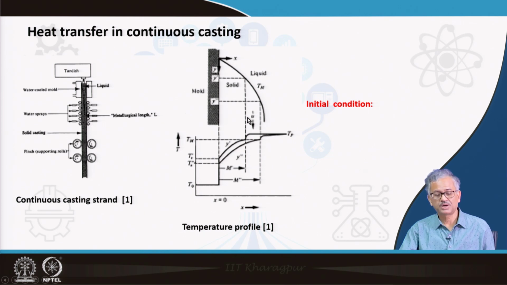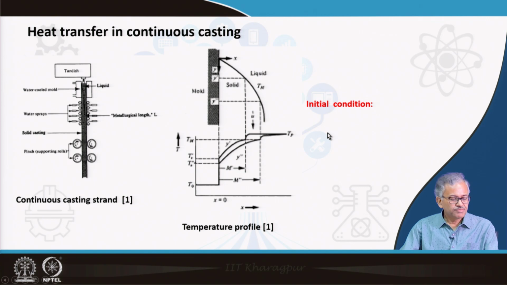The shell thickness m is a function of the axial distance y, and the horizontal distance is represented by x. At two different axial locations, y prime and y double prime, we have shown two different temperature profiles. The actual temperature profile is parabolic because of convection coming into the picture in the solidified shell.